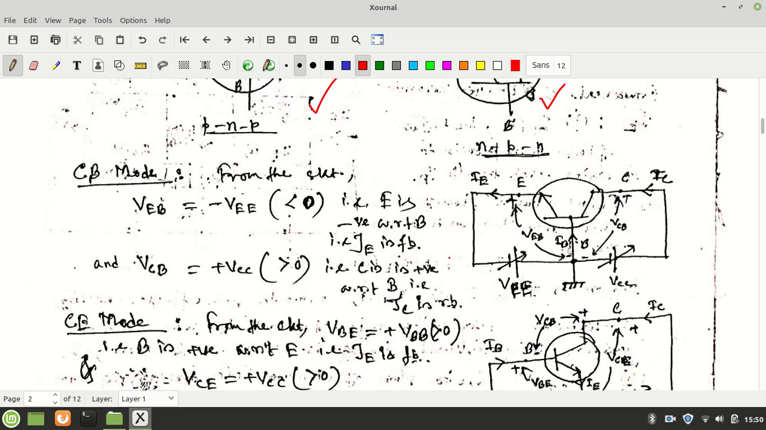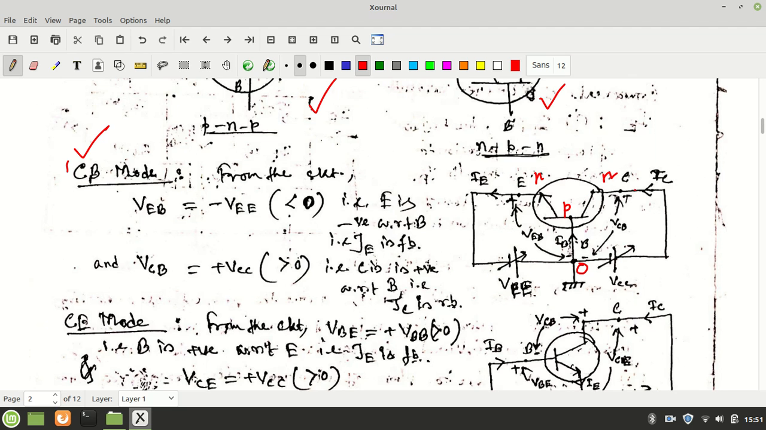So let me first discuss the common base mode, where we can see that the base is made ground. That is why it is called common base or grounded base also. Common base means grounded base, that is its potential is 0. Now the emitter is here in the picture. You can see we have taken the NPN transistor, so this is N type, this is P type base, and the collector is N type.